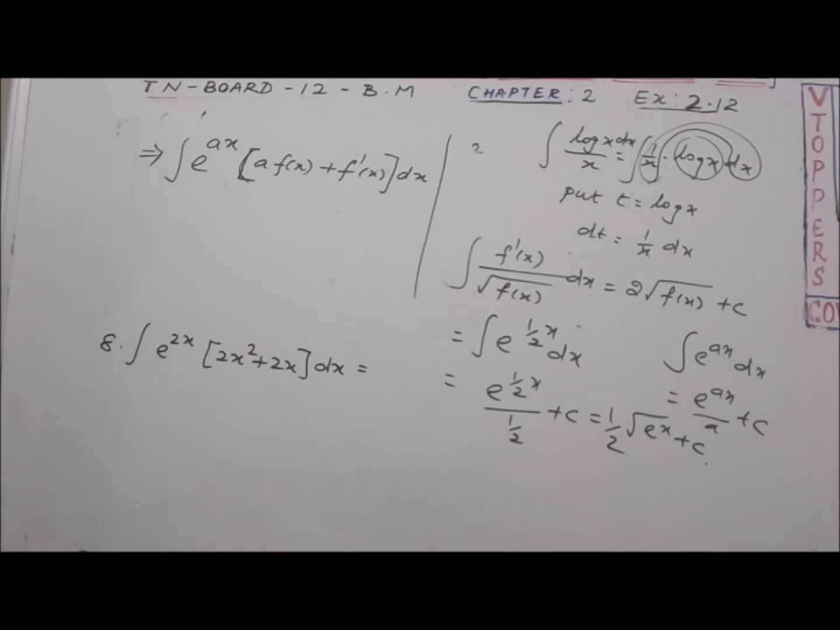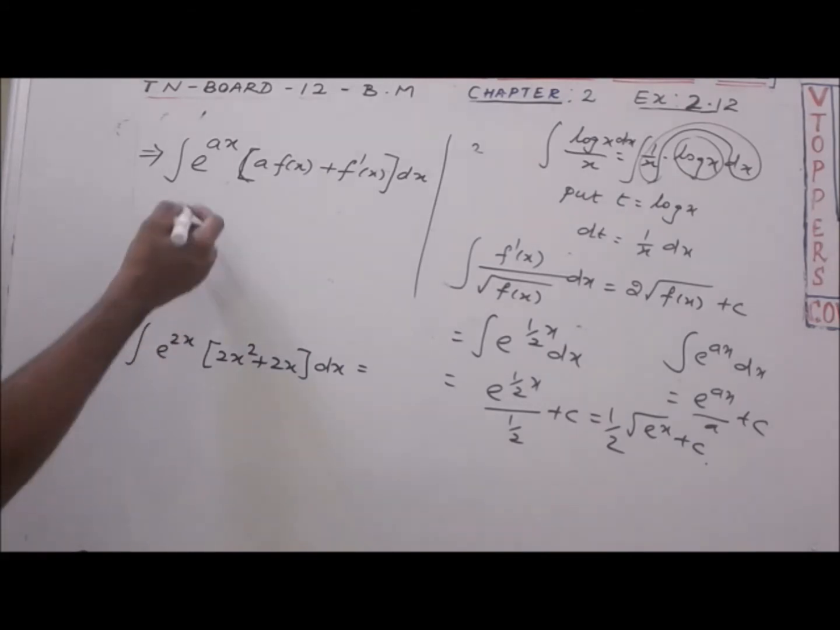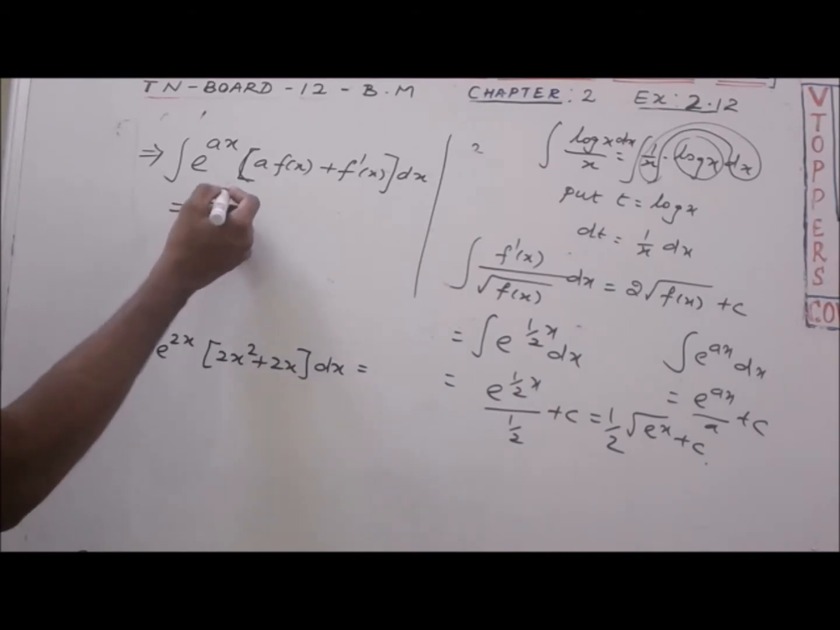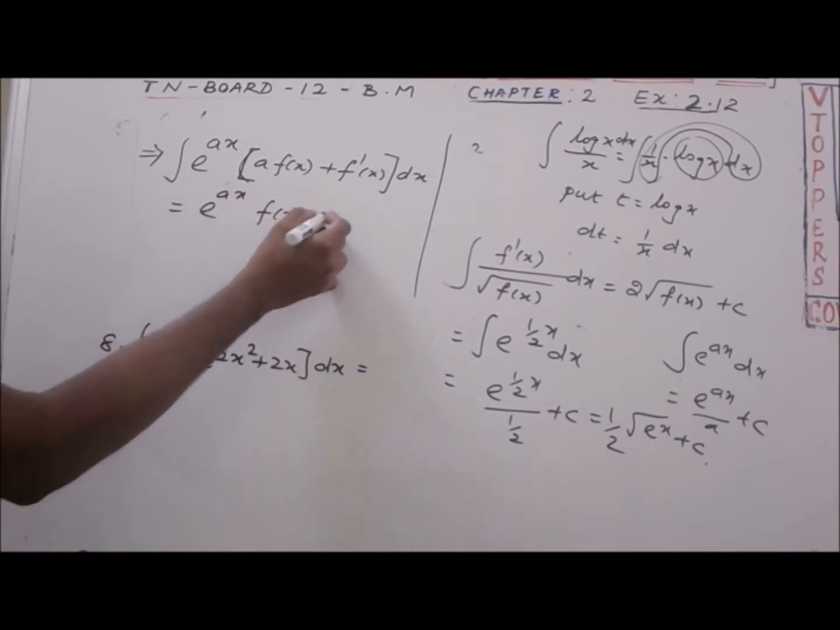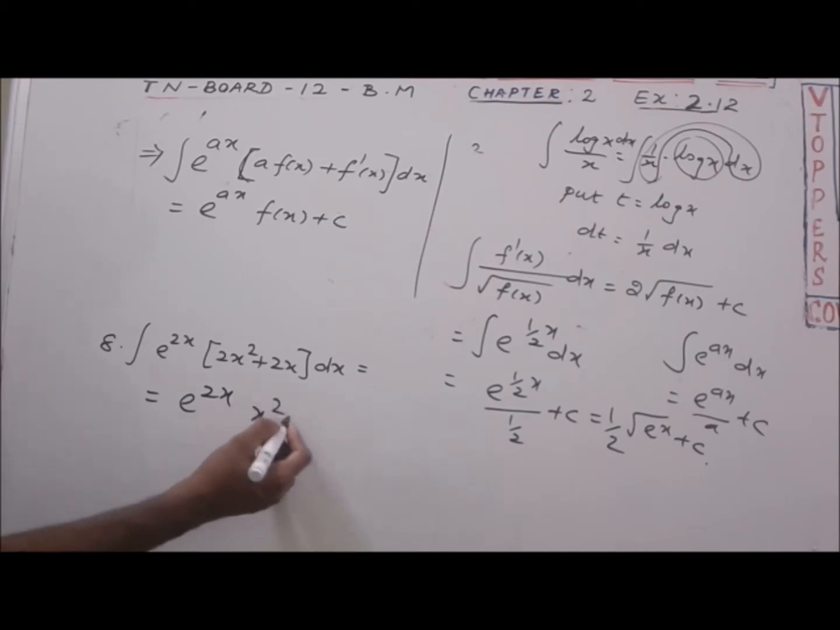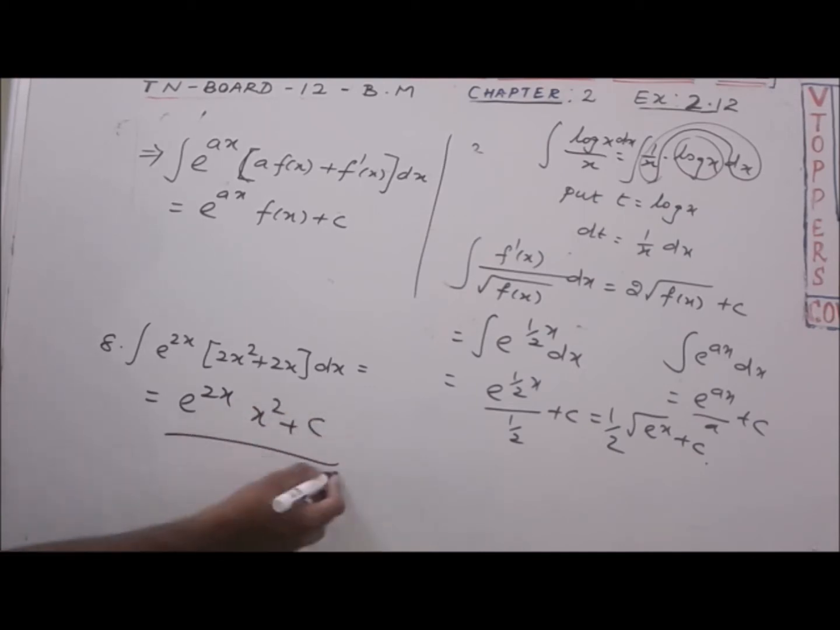Here we can go with the formula. There is a formula: integral e power ax into (a f of x plus f dash of x) is equal to e power ax into f of x plus c. Substituting in it, this is equal to e power 2x into f of x, that is x square, plus c. E power 2x into x square plus c is the answer for question number 8.